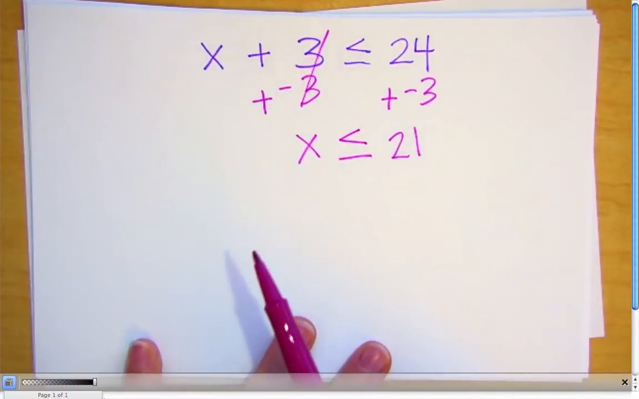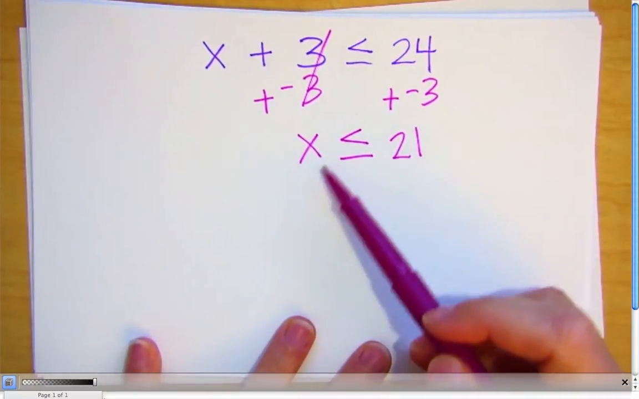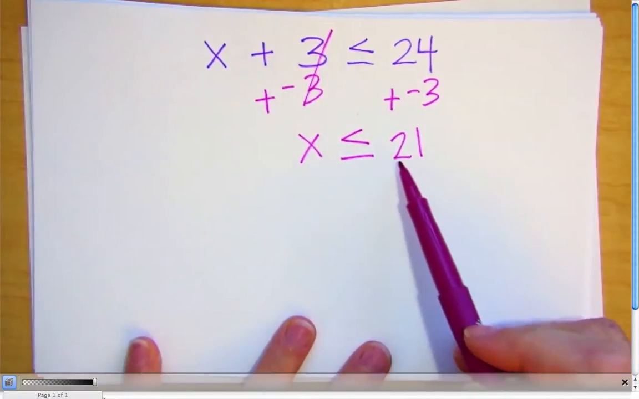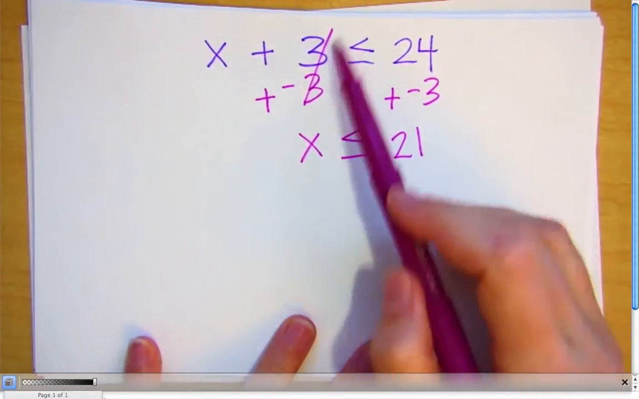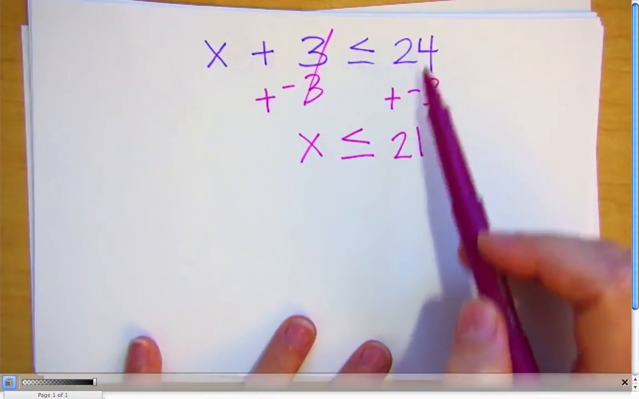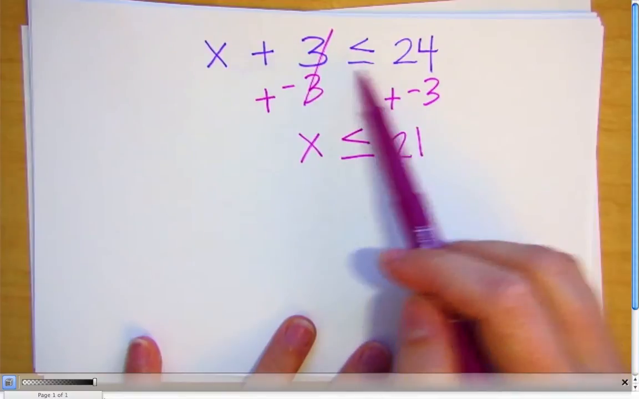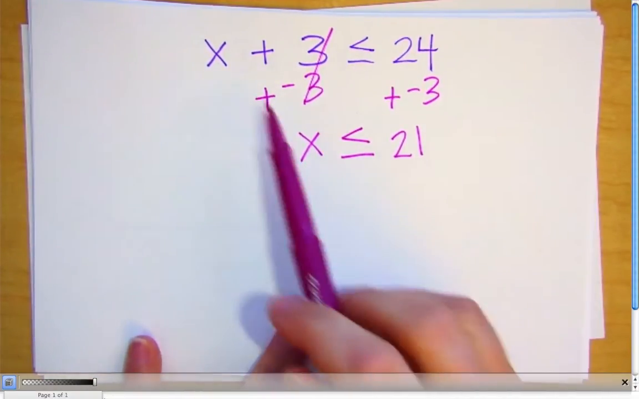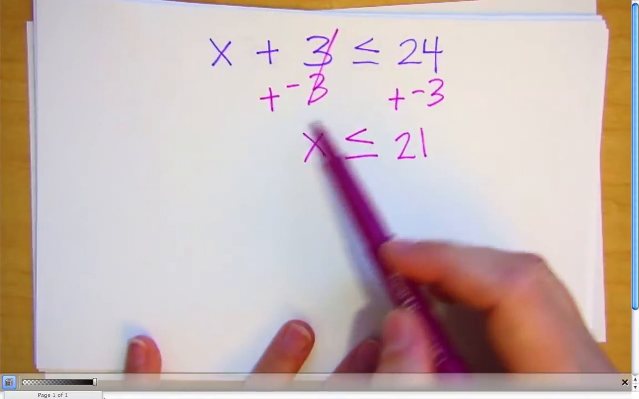So x could be 21, it could be 20, it could be 19, etc. That means that any of those values for x, if I plug them in up here, would work. So x could be 21. If I plug it up here, 21 plus 3 is 24, which works because it can be equal to 24. It could be 20. 20 plus 3 is 23, which is less than 24. It could be a half, right? That's less than 21. A half plus 3 is 3.5, also less than 24. So that is our solution.